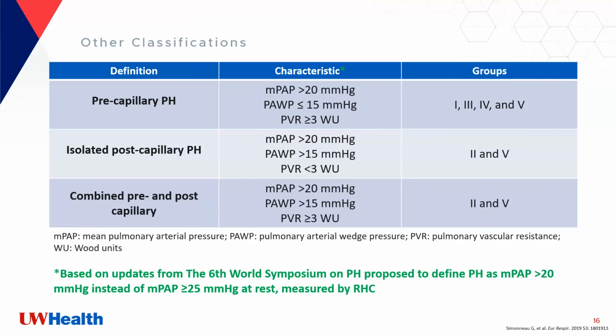One important note from this slide is that previously pulmonary hypertension has been defined as mean pulmonary arterial pressure of more than 25. However, based on some recent study, the 6th World Symposium on Pulmonary Hypertension proposed to define a new value of mean pulmonary arterial pressure of more than 20 instead of 25 for patients at rest. This is a new change. I believe it was proposed in 2019. So some of the older guidelines may still show it as more than 25. So it's something to note when looking at patients and looking at the diagnosis.